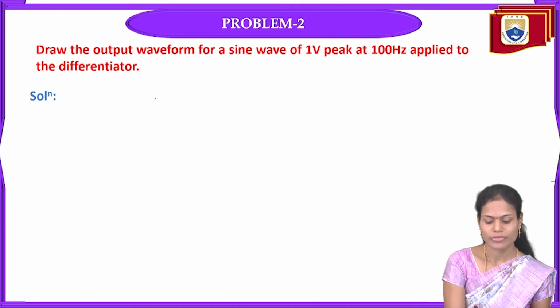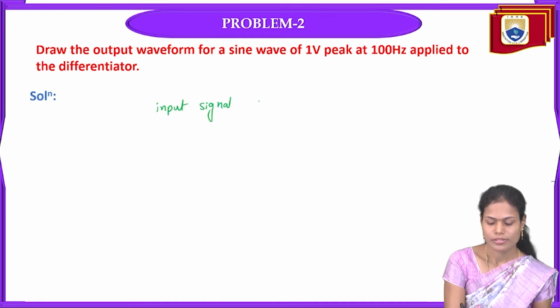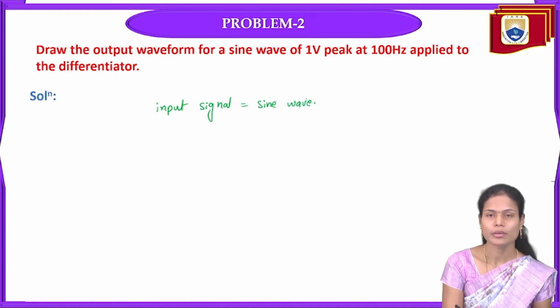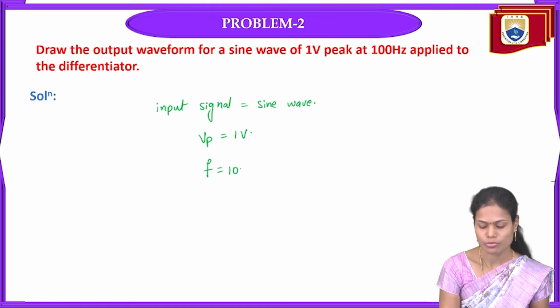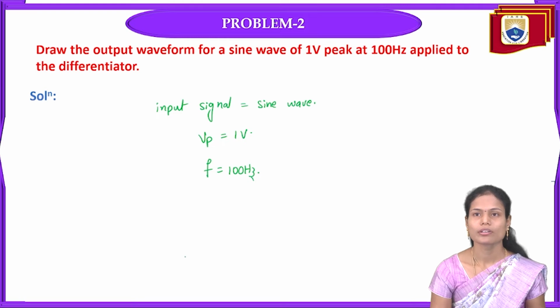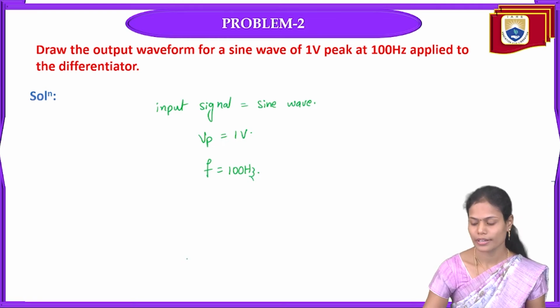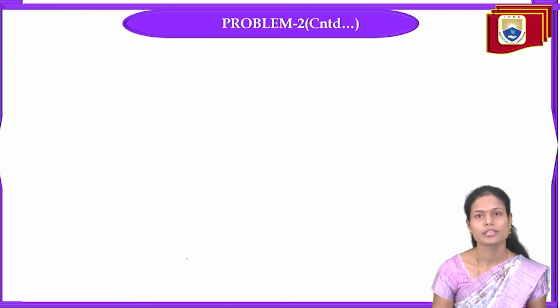So in this problem the given values are: the input signal is again a sinusoidal signal, that is a sine wave, the peak voltage is 1 volt, and the frequency of this applied signal is 100 Hz. So here, in order to design the differentiator, again we have to follow the same procedure.